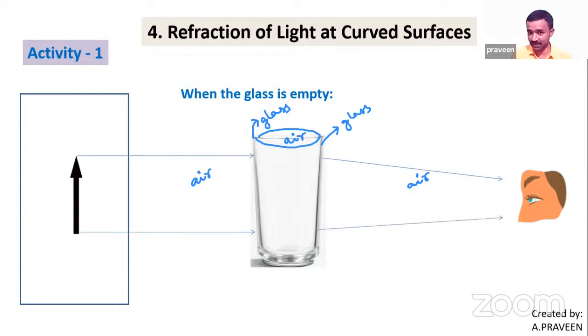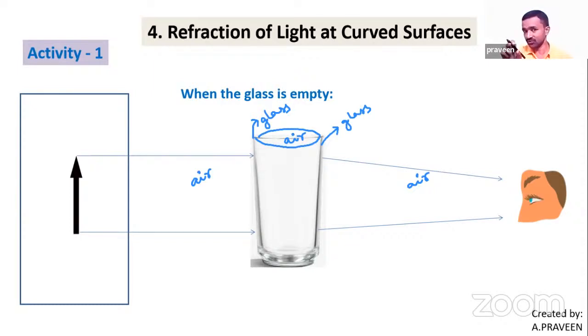When you see clearly, the top ray is bending downwards and the bottom ray is bending upward. Sir, same surfaces, but that bending is in different directions. How does it happen? Imagine it happens; what happens to the image?